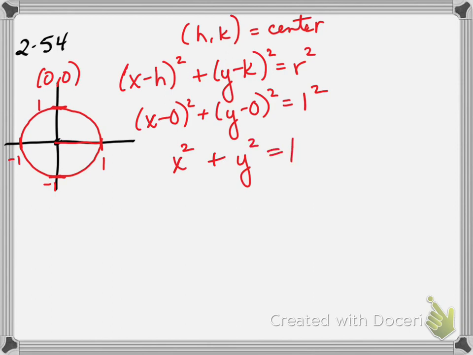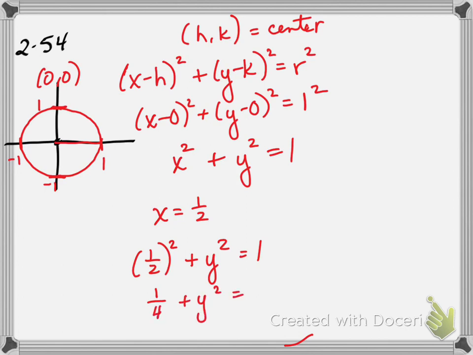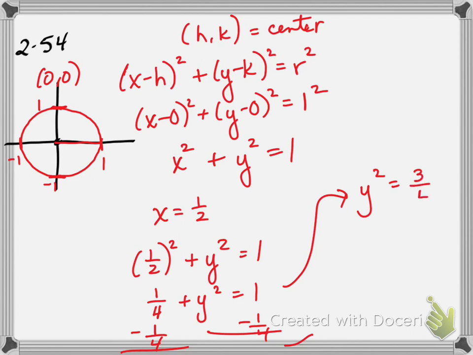So that's a part. If x is a half in the equation you wrote, what is the exact value of y? So if x equals a half in this equation, we're going to do 1/2 squared plus y squared equals 1. When you square a fraction, you square the numerator and the denominator. We'll subtract that 1/4 from both sides. You have a whole, and you're taking away a 1/4 of it. So you have 4/4. Taking away 1/4 leaves you with 3/4.